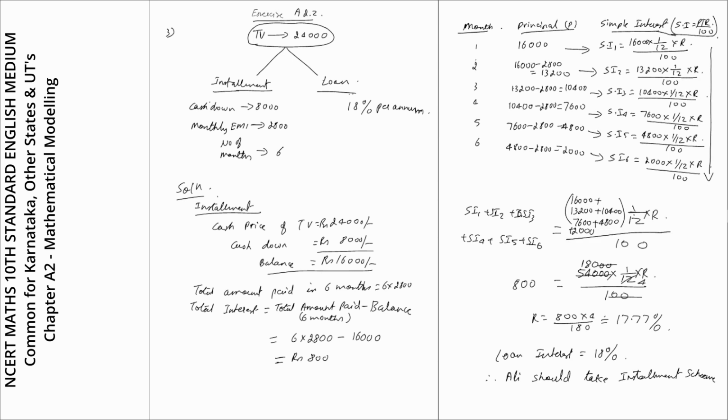Here in this problem we are taking time as 1 by 12. Always, in this formula SI is equal to PTR by 100, time is in years only. But here we are calculating simple interest for each and every month, and 1 year has 12 months, that's why we will take time as 1 by 12. This is for each and every month.